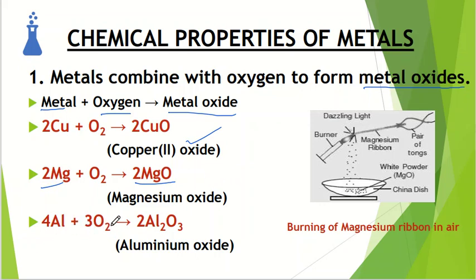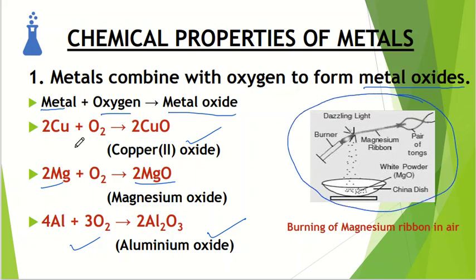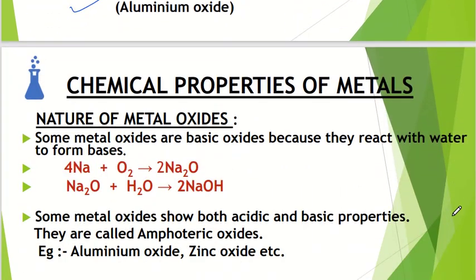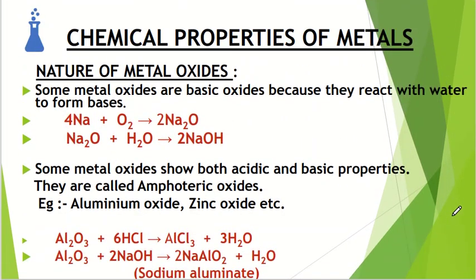Aluminium plus oxygen, we get aluminium oxide. So it is also balanced like this. Here is the picture. Also it is given in your book. Burning of magnesium ribbon in air. Chemical properties of metals.